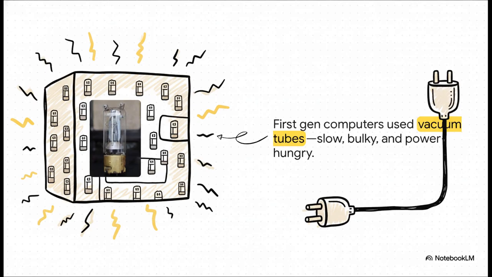So here it is, the granddaddy of them all, the vacuum tube. I mean, look at this thing. The first computers? They were literally the size of a room, just packed with thousands of these. And they were kind of terrible. Slow, super unreliable. They kicked out so much heat you could probably cook on them, and they basically needed their own private power plant just to run.